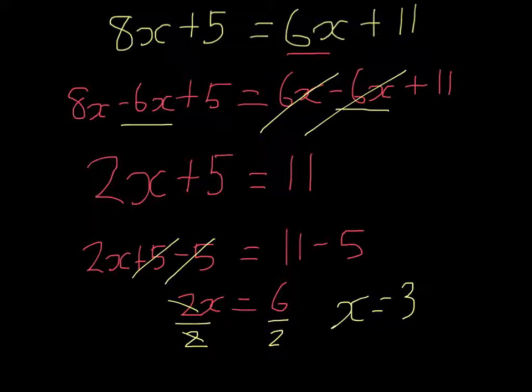Yet again, to check your answer, you're best to go back to the equation and see if it fits. So in this case, x is 3, so 8 times by 3 is equal to 24, plus 5 is 29. 6 times by 3 is equal to 18, plus 11 is equal to 29. So you can see that we have solved this correctly.